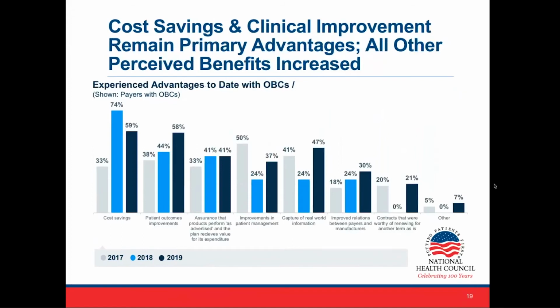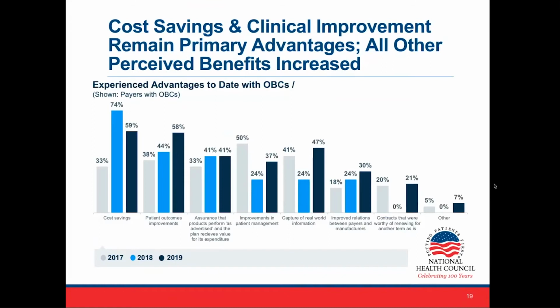So we'll shift away from familiarity and more to speed to impact. One of the things that we always ask in our surveys is, what are the experienced advantages to date of outcomes-based contracts among those payers who have OBCs in place? We provide a variety of options, and we allow the payers to choose more than one, which leads to some variability in the numbers. It's important to keep in mind that the respondents did not just have to choose one advantage, they could choose multiple advantages, which I think is actually quite interesting, and I'm glad that we do it this way.